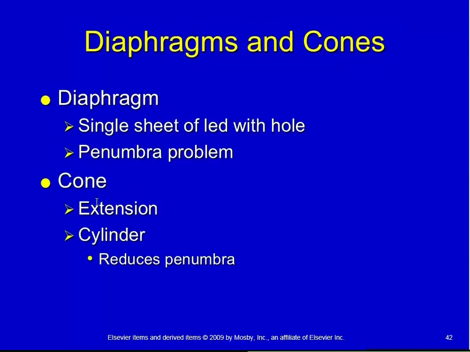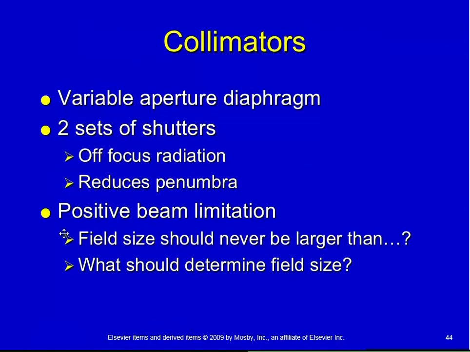Further, if you use extension cones and cylinders, it further reduces the likelihood that we'll see off-focus radiation on our image, and therefore it improves umbra. It reduces penumbra. So your collimators, variable aperture diaphragm, there are two sets of shutters. It's to reduce off-focus radiation, which reduces the penumbra. Positive beam limitation we talked about.